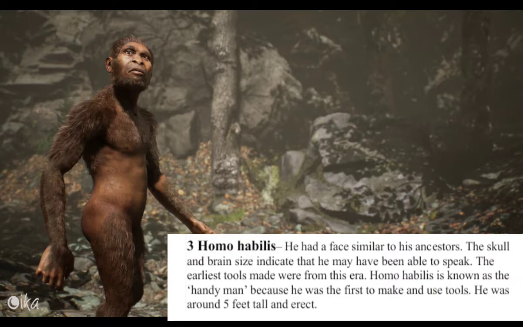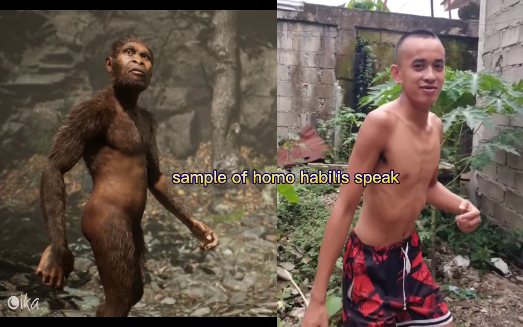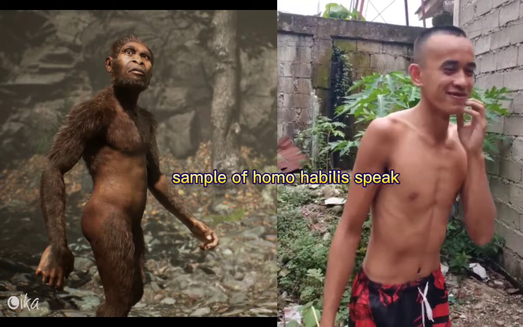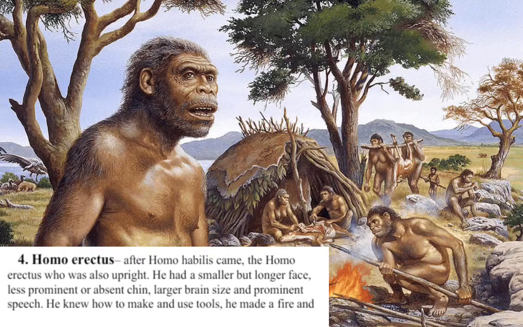Homo habilis. He had a face similar to his ancestors. The skull and brain size indicate that he may have been able to speak. Homo erectus. After Homo habilis came the Homo erectus, who was also upright walking. He had a smaller but larger face, a less permanent or absent chin, a larger brain size, and prominent speech.